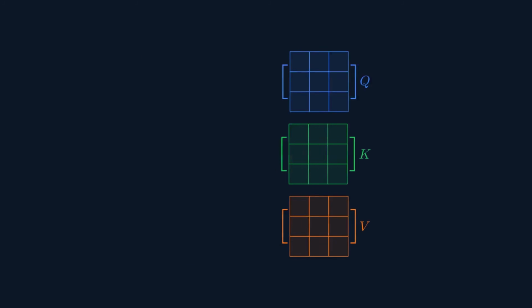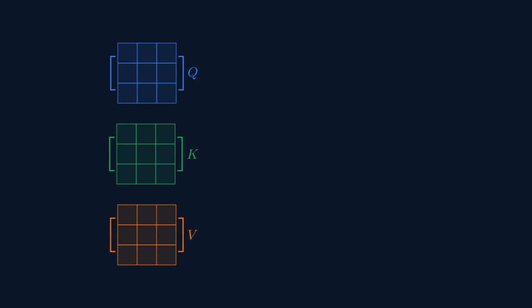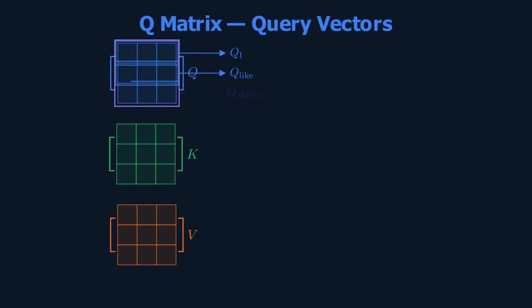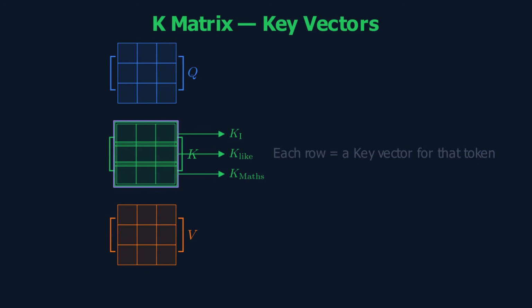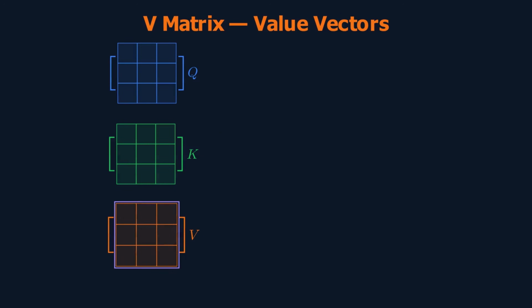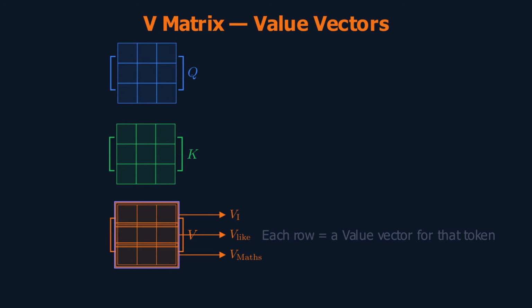Now let's take a look at what is stored in each row of the Q, K and V matrices. In the query matrix, each row represents the query vector of the given tokens. So the first row represents the query vector of token I, the second row represents the query vector of token like, and the third row of token math. And for the key matrix as well, each row is a key vector of each token. And the same is true for the value matrix also.